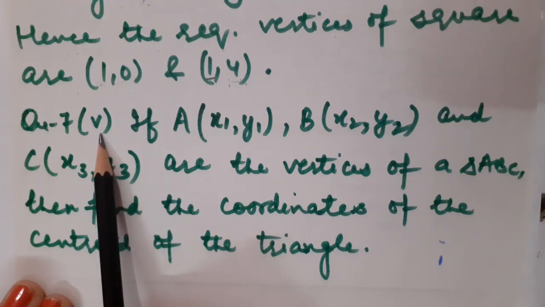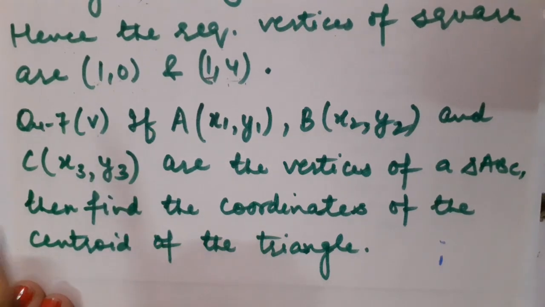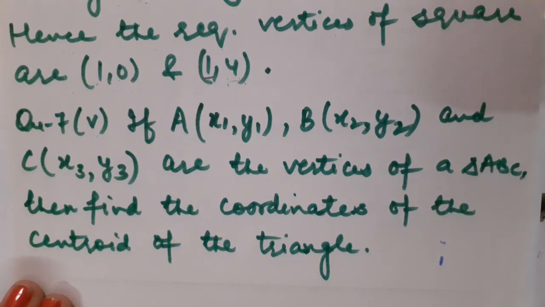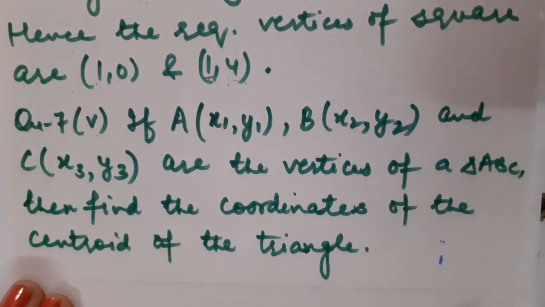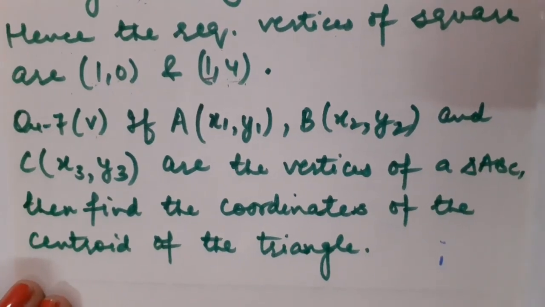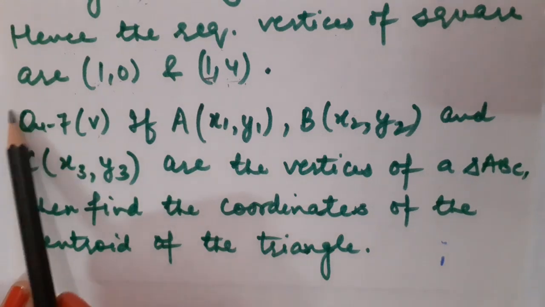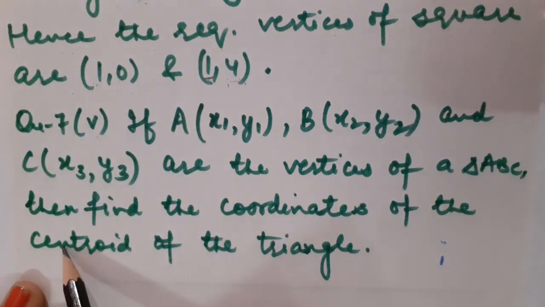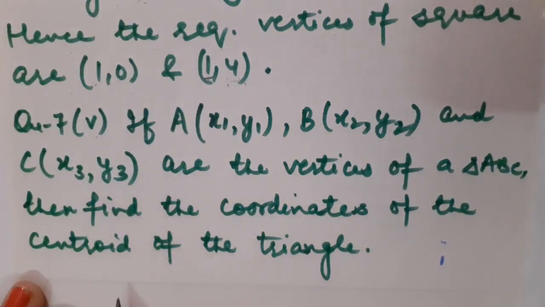Now I will be switching to 7th question 5th part. First 3 parts I gave you to do at home. Hope while applying section formula according to the given ratio, whether it was 1:2 or 2:1, you may have solved those very parts, because they were very simple. So now this 7th question 5th part is nothing but the derivation to calculate the coordinates of a centroid of the triangle.